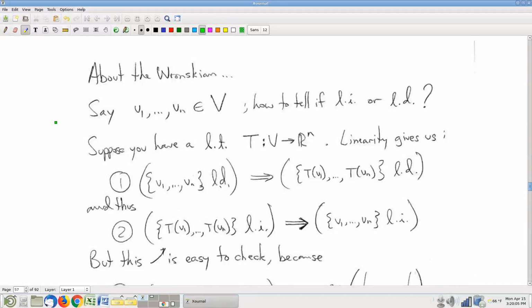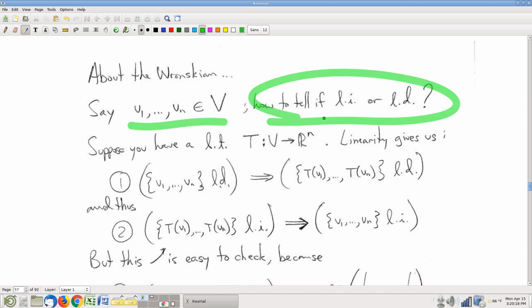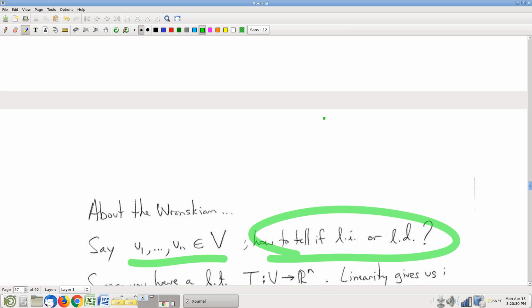Okay, so here's where we were last time. Y'all will recall we were considering this vaguely Wronskian-like question: suppose you have a list of vectors, how do you decide if they're independent or dependent? And let me just remind you that the Chapter 2 Wronskian was an attempt to answer this question in a context that at the time we realized was hard.